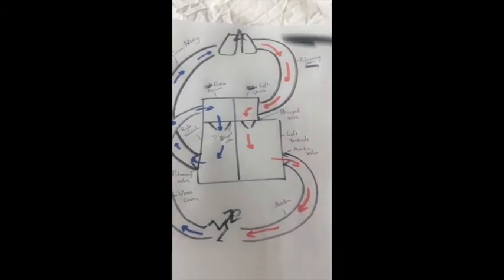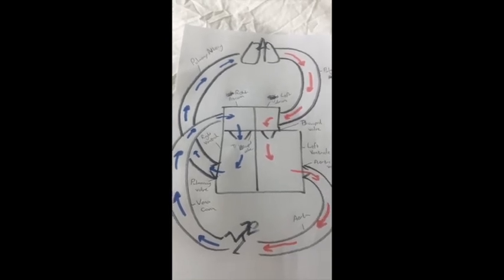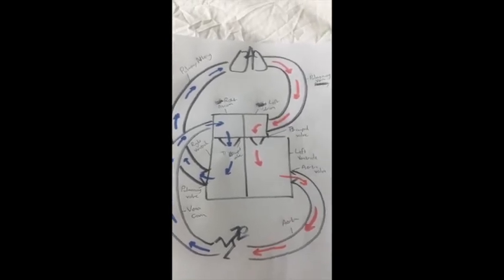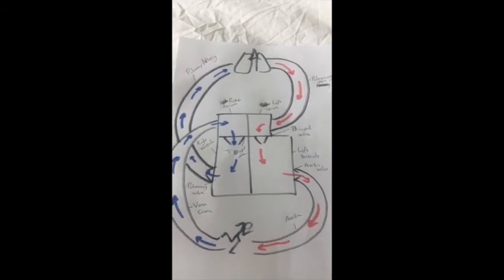Key points: the pulmonary artery and pulmonary vein are your only examples where we have an artery carrying deoxygenated blood and a vein carrying oxygenated blood, because arteries always go away from the heart, veins always come towards the heart.